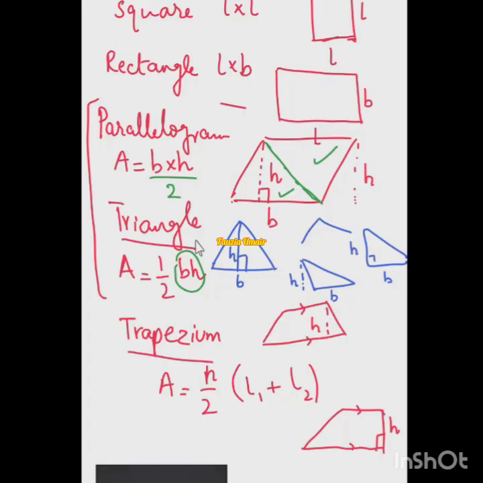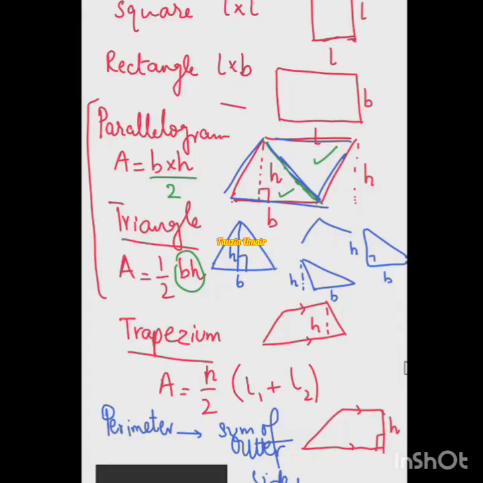And what is the perimeter of a shape? Perimeter is the sum of all the outer sides. Like if there is a line like this green line, this green line will not come in the perimeter. Why? Because it is not an outer side, it is inside the shape. So perimeter is basically the sum of all the outer sides. If any side is inside, that will not be counted in the perimeter. Are we clear?